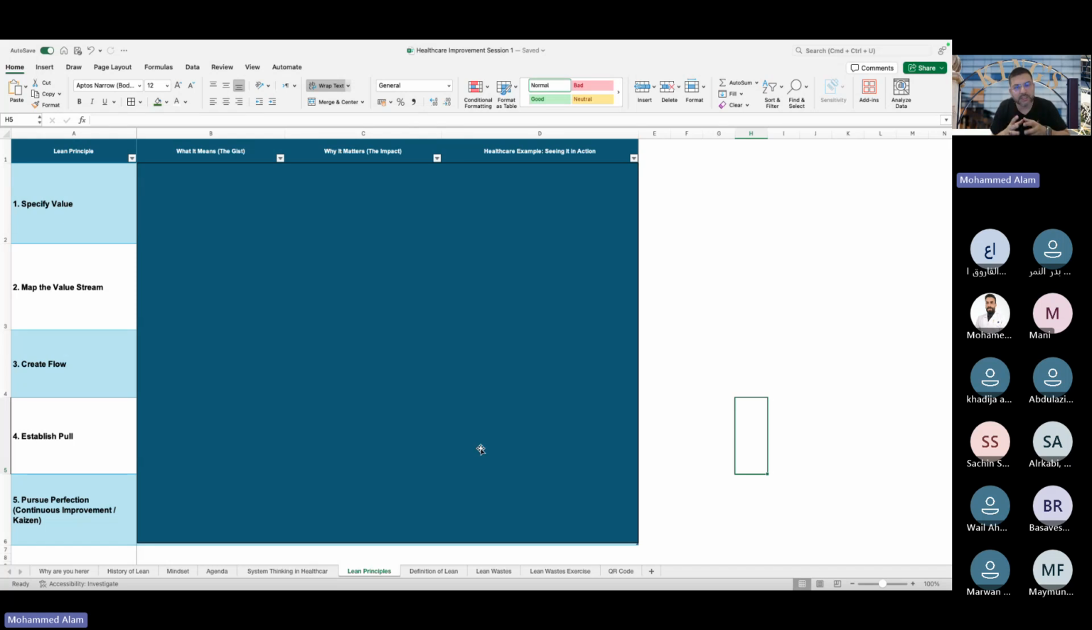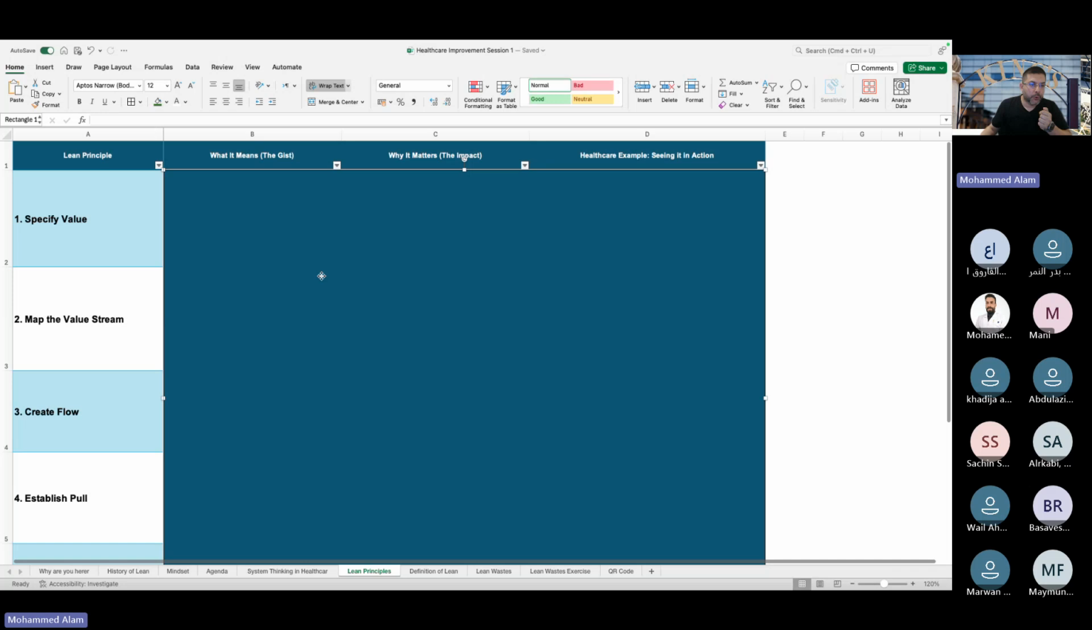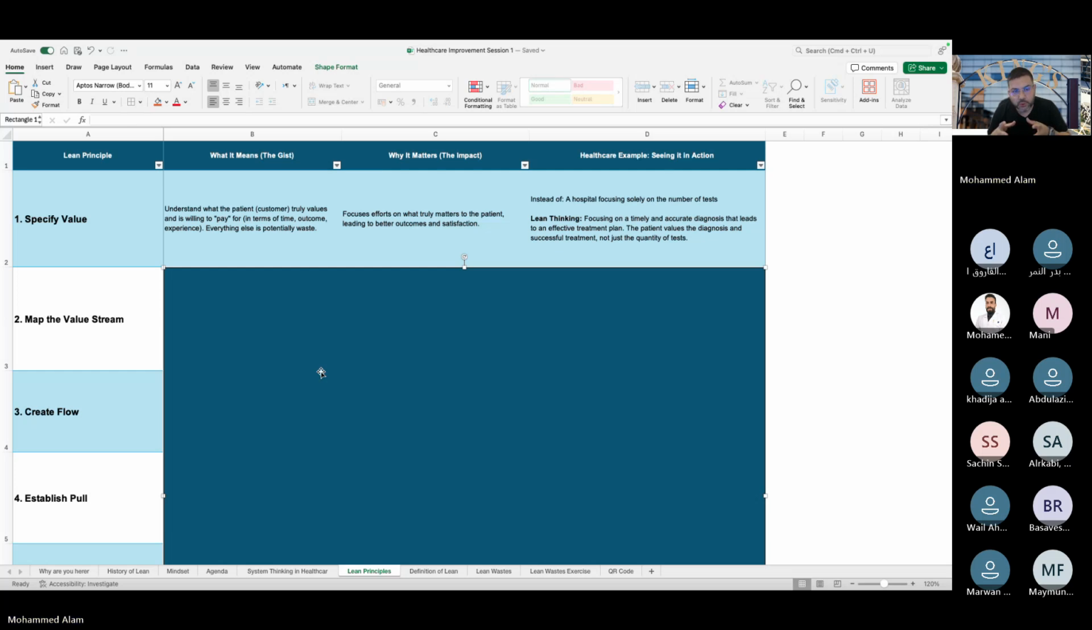The first lean principle is specify value. So what is value? Value is understanding what the patient, who in healthcare is the customer, truly values and is willing to pay for in terms of time, outcome, experience, and everything else. Everything that the patient is not willing to pay for is waste. I think it's a very, very important definition.